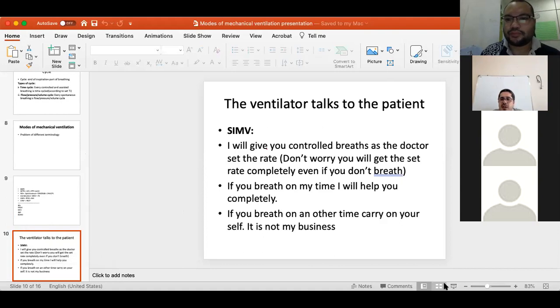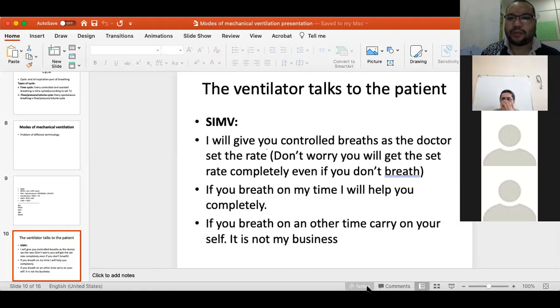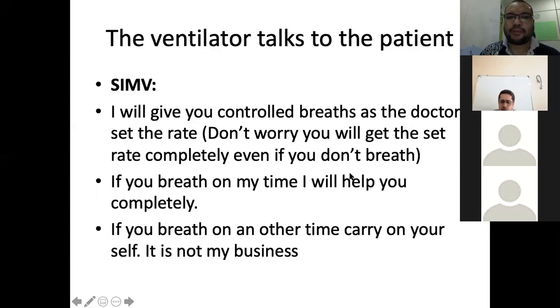Yeah. So you see SIMV. I use this to make it easy to understand. Because the problem is sometimes it is difficult to understand. So I made it like the ventilator talks to the patient. Something funny, but it makes it easy to understand the mood.